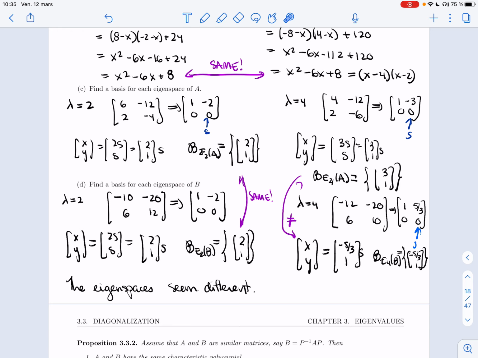All right, so in the next theorem, we'll actually state what it means for two matrices to be similar, what they share, what they have in common, how they're different, and then this situation will make more sense.